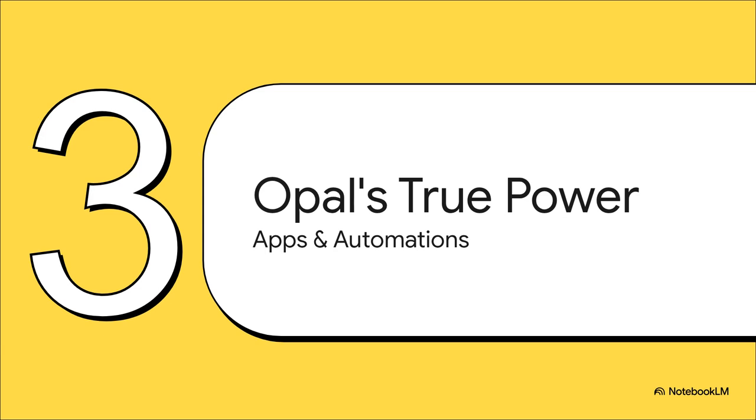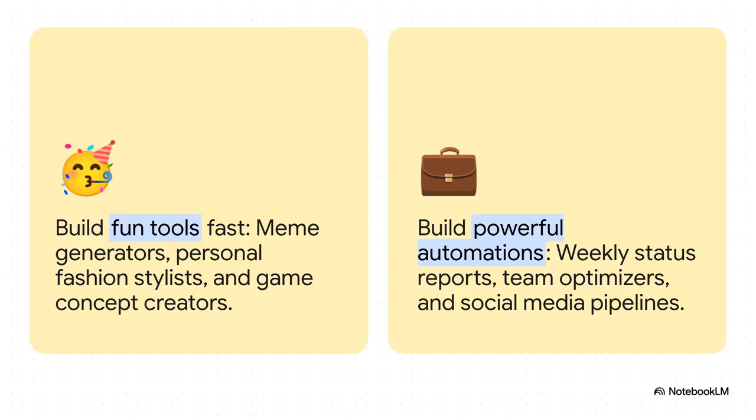Okay, so we know how it works. Now for the fun part. Let's explore its true power and look at the crazy range of stuff people are already building with this thing. And seriously, the versatility is just wow. It's really impressive. On one side, you can build these fun, quick little tools, like that meme generator or maybe a personal fashion stylist that tells you what to wear based on the weather. But on the other side, this thing is powerful enough for some serious professional work. We're talking automating weekly status reports or building out an entire social media content pipeline.